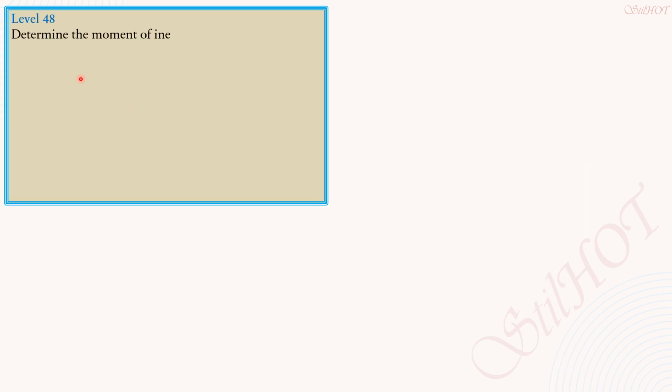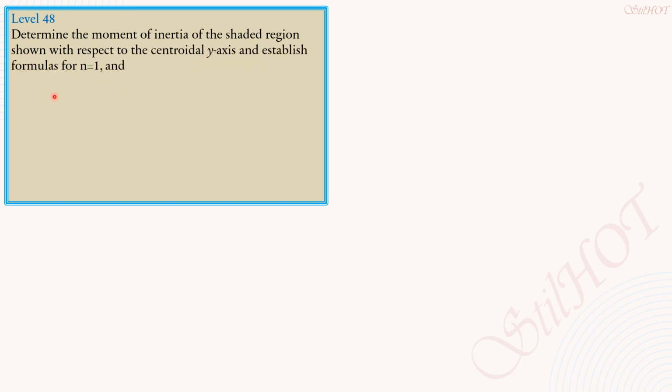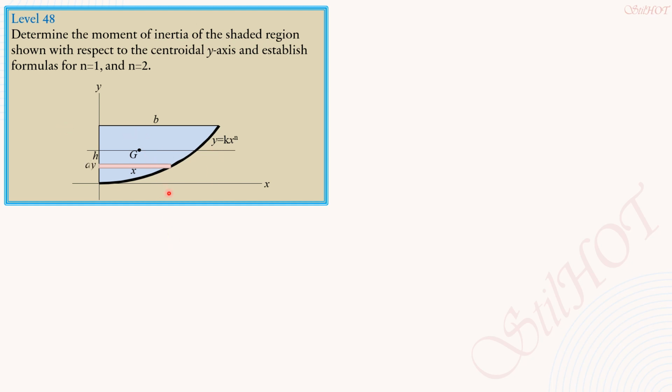Level 48, determine the moment of inertia of the shaded region shown with respect to the centroidal y-axis and establish formulas for n equals 1 and n equals 2. So here, this is the same as in the preceding figure, and the area established in level 47 was nbh over n plus 1. So we consider again a horizontal strip, that's a centroid, distance from the x-axis yg, from the y-axis this time xg. So the thickness is dy, that's y.